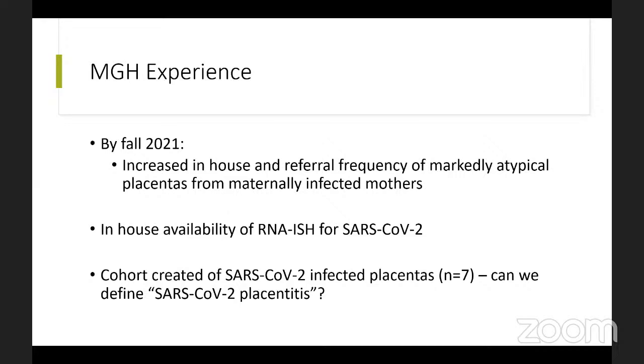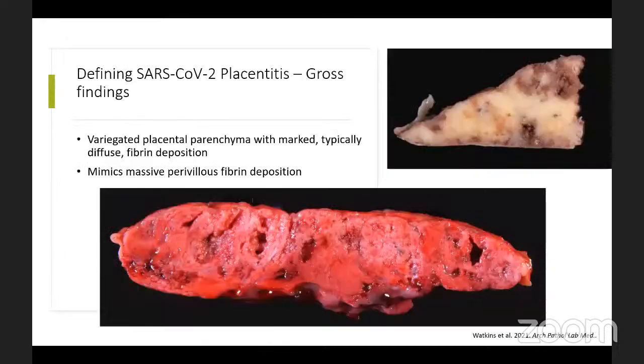We asked ourselves the question, just like Schwartz and Moretti had outlined previously, could we really use this cohort to define SARS-CoV-2 placentitis? When we examined our cases, we started with the gross features, because the gross features are pretty significant in SARS-CoV-2 placentitis. All cases in our cohort showed a variegated placental parenchyma with a marked, typically diffuse fibrin deposition.